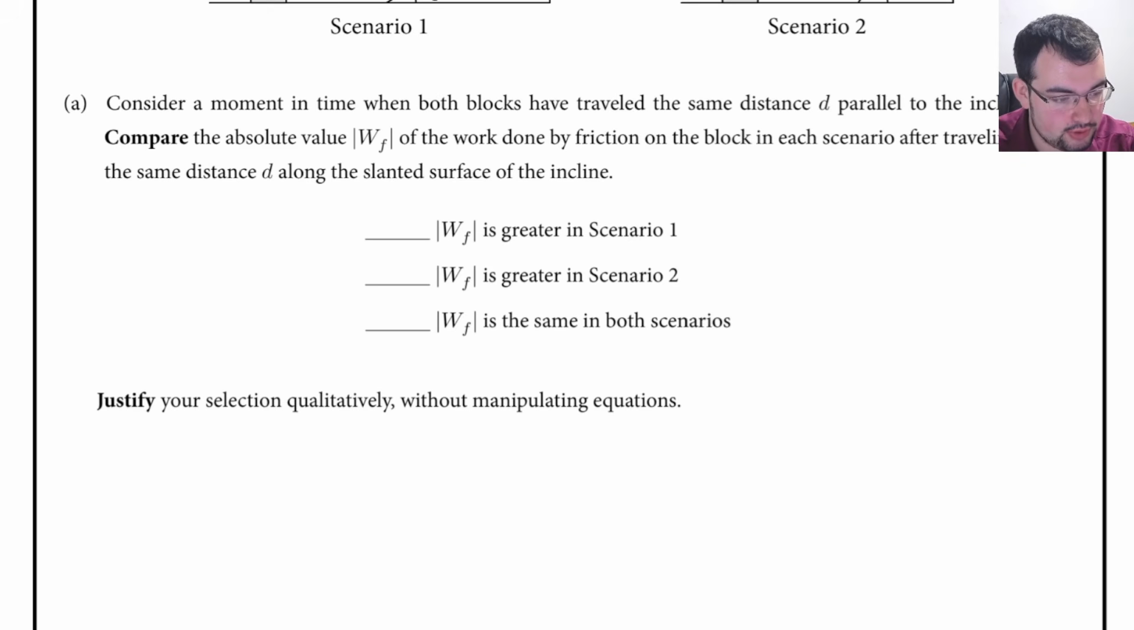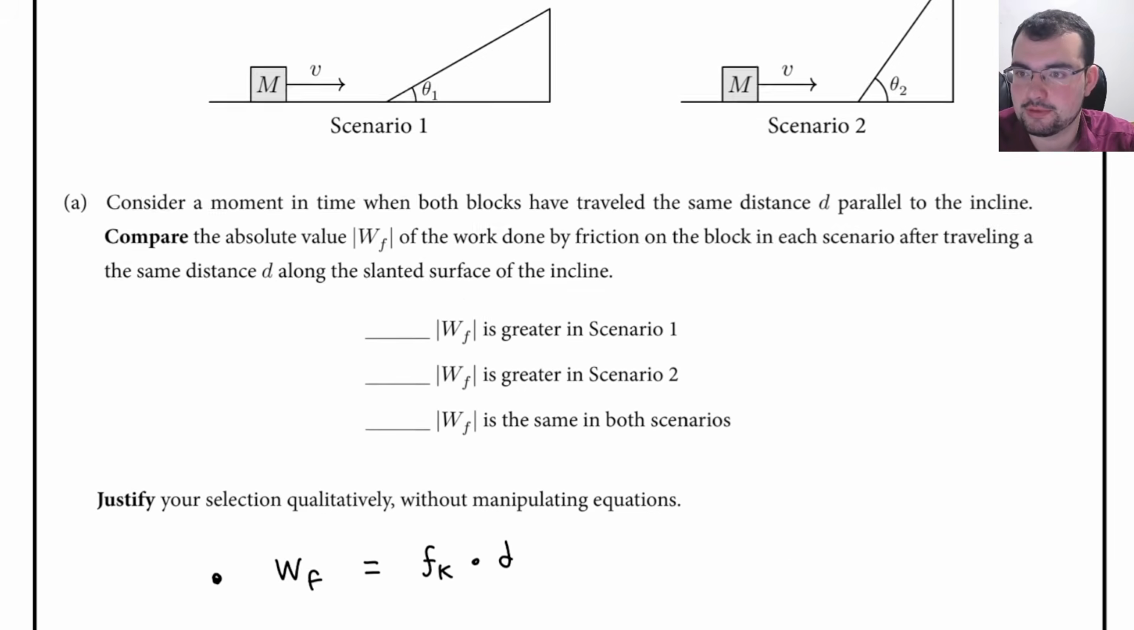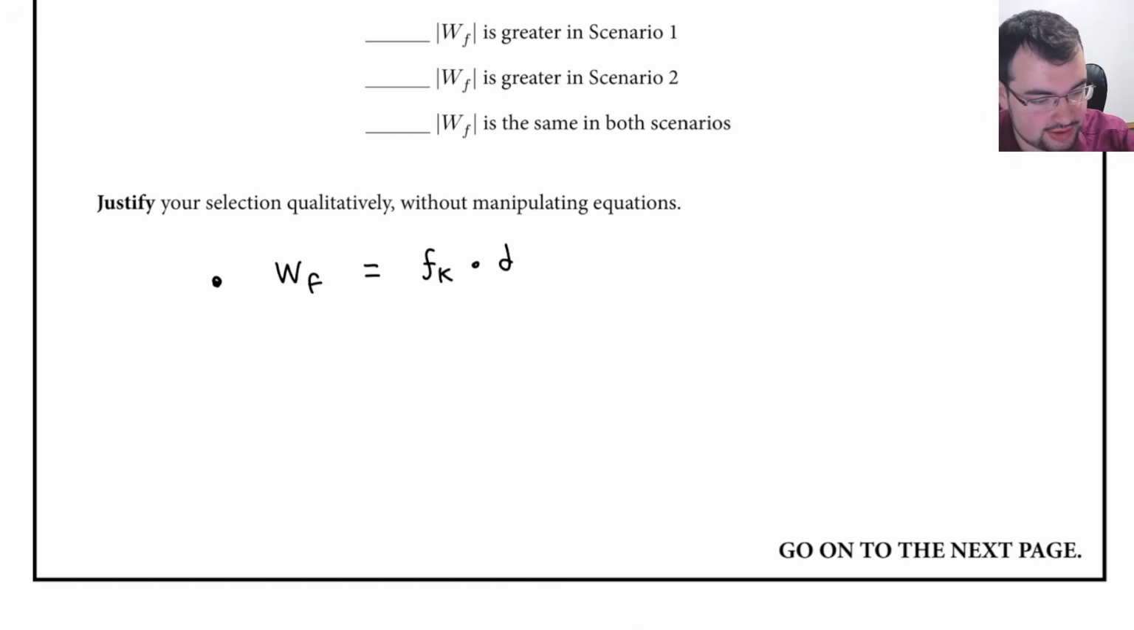All right, so we want work done by friction. So what is work done? Work is just going to be the frictional force times the distance d, right? Work is force times distance. And we are given they're traveling the same distance d. So distance d is the same.